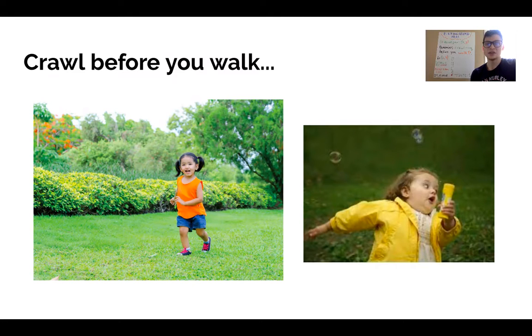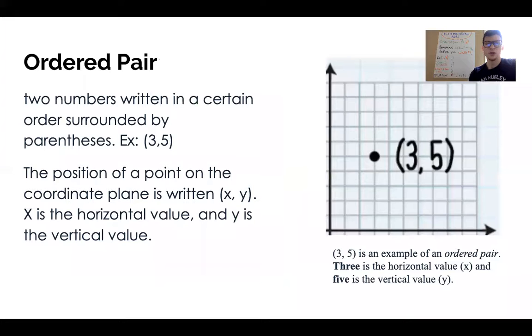And this analogy, or excuse me, this fact of life that you crawl before you walk is going to be what we use as a reminder in plotting coordinate pairs, ordered pairs. They go hand in hand, ordered pairs, coordinate pairs. So let's talk about an ordered pair. An ordered pair is two numbers written in a certain order surrounded by parentheses. And the example you have there is (3, 5).